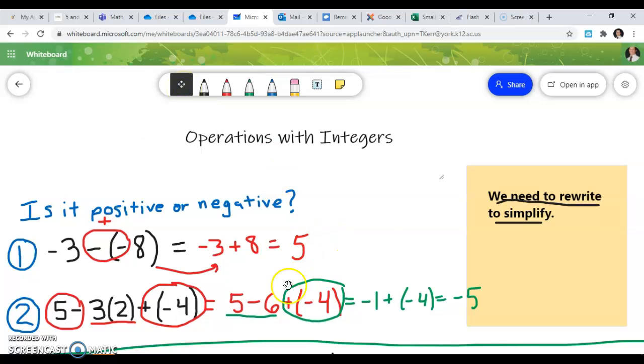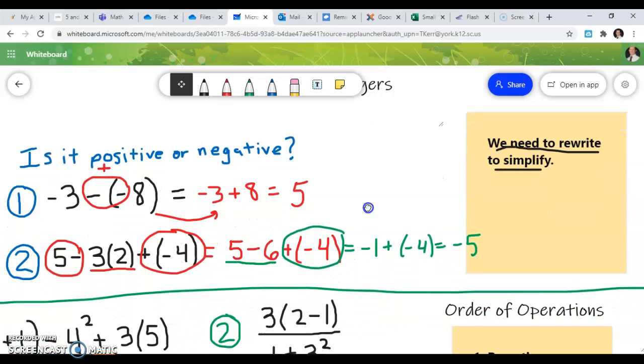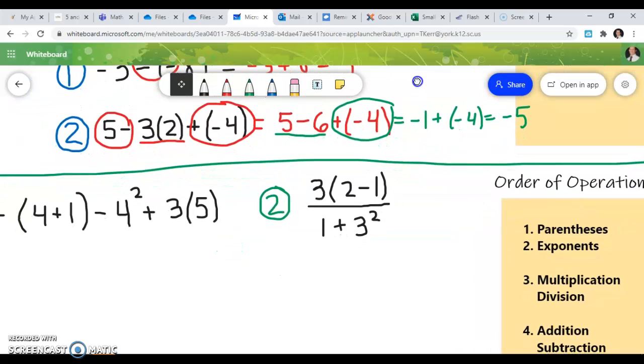So make sure that you take the time to rewrite so that you can simplify it for yourself, because if I just looked right here and said, it looks positive, that would not be an educated guess. That's just a guess. Okay, so let's keep working through here about some of the more difficult problems.